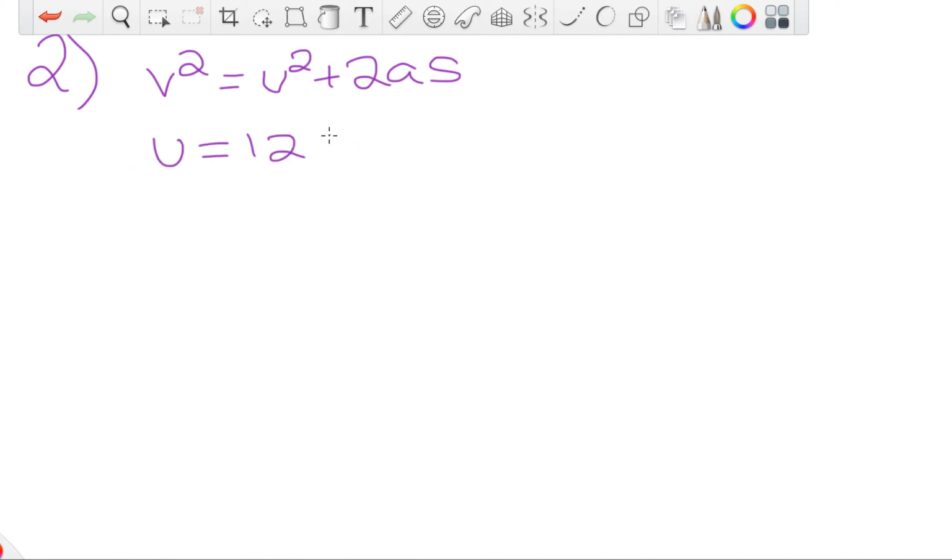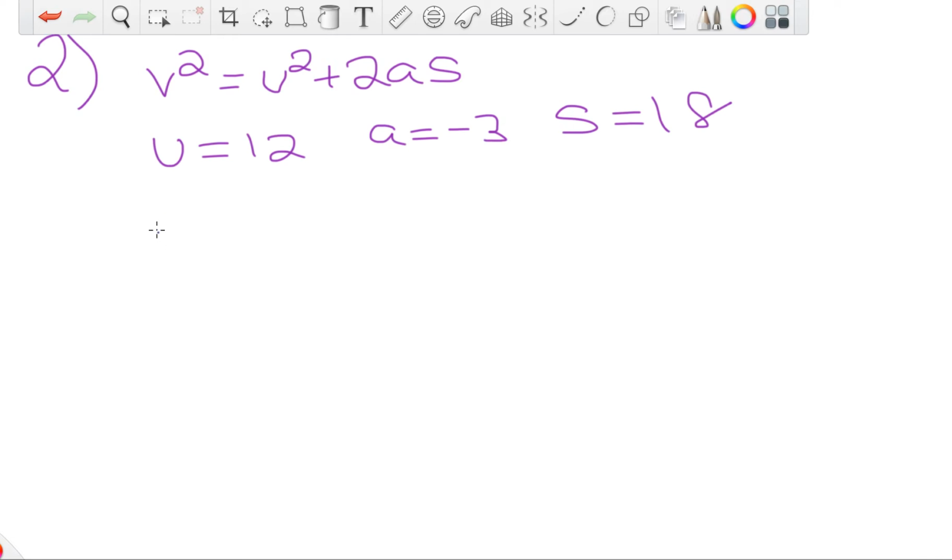So question 2 starts off with v squared equals u squared plus 2as. So we have u equaling 12, a equals -3, s equals 18. So this is given to us. Now they want us to work out a value for v. So let's see how we'll do that.